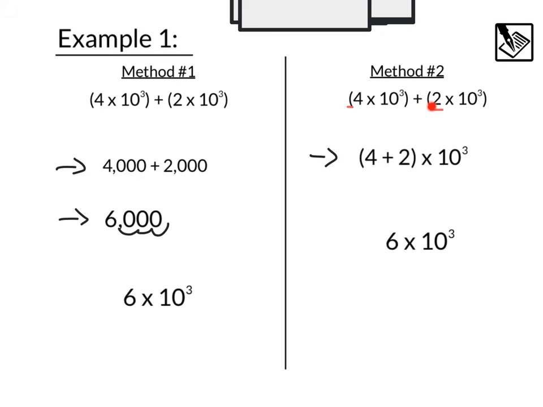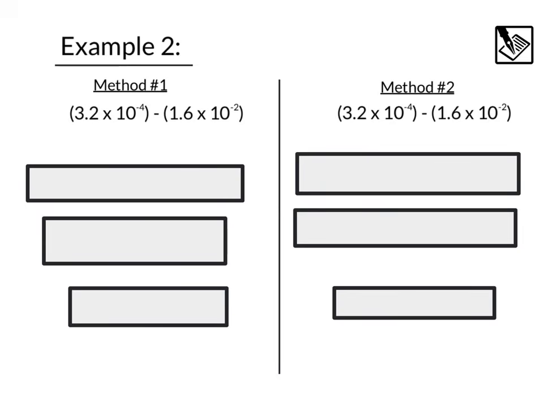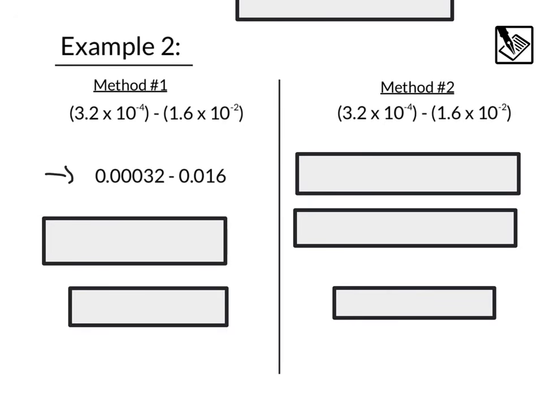Our next example is going to be a little different. Let's try those same two methods using the expression 3.2 times 10 to the negative 4 minus 1.6 times 10 to the negative 2. In this case, we'll rewrite both of those in standard form. Our decimal place would move 4 times, 1, 2, 3, 4, for 0.00032. For the next set of parentheses, we have 10 to the negative 2, move that decimal twice, 1, 2, to get 0.016.